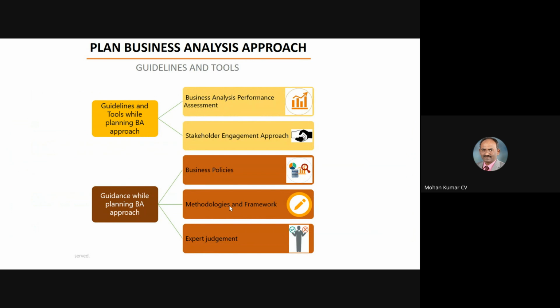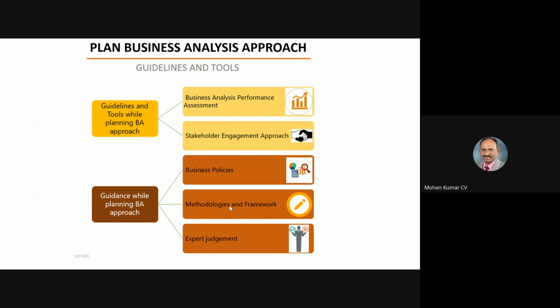Now, guidelines and tools while planning the BA approach. BA analysis performance assessment: how you have done the analysis, your performance assessment, is one thing that you need to look at, and how you engage stakeholders. These two are very important. How much time you are taking for completing the tasks, how much time document preparation is taking, and are you able to submit on time? These are all very important.